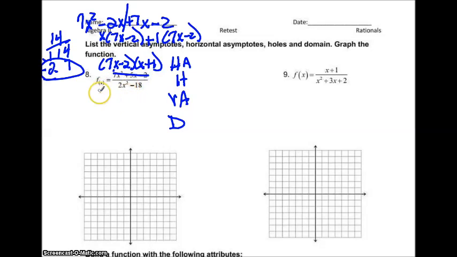The bottom, you can pull out a 2, and it leaves you x squared minus 9. And then you need to realize you have a difference of squares, so your 2 comes down, and it becomes x minus 3 and x plus 3.